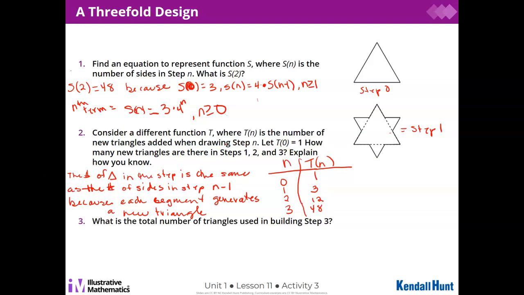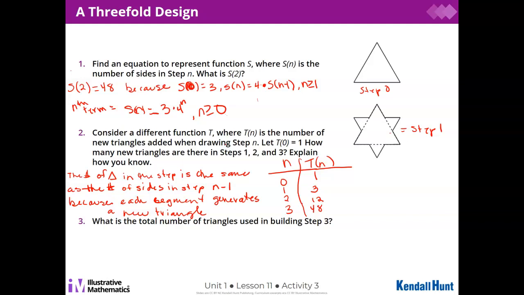Okay, for this one I created a table. The number of triangles in step n is the same as the number of sides in step n minus 1, because each segment generates a new triangle. So I created a table to help me figure it out. I kind of had to draw and count some numbers, but hopefully that is what you got as well. If not, write yourself some questions and you can ask me about it on Friday.